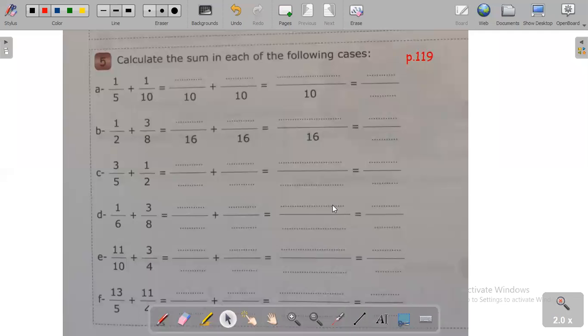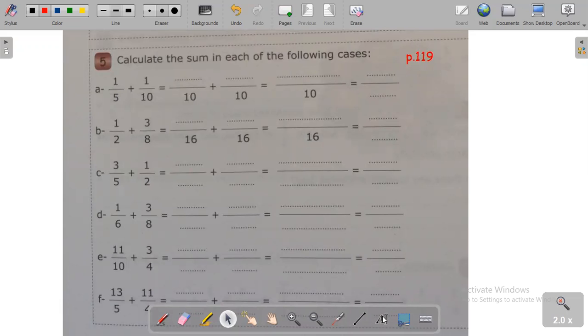Hello, in this video we'll do exercise 5, page 119. Calculate the sum in each of the following cases. Part A, 1/5 plus 1/10 equals what?